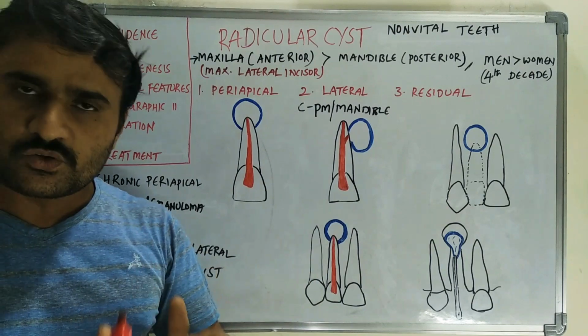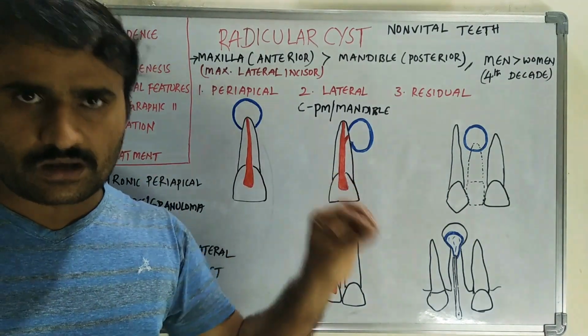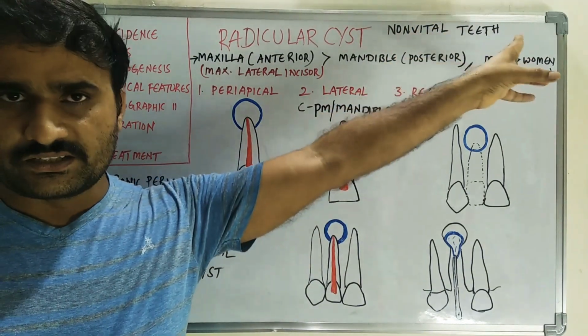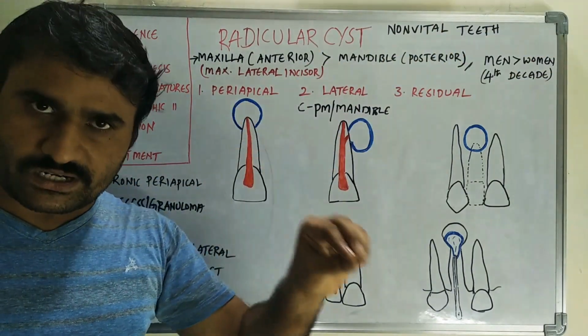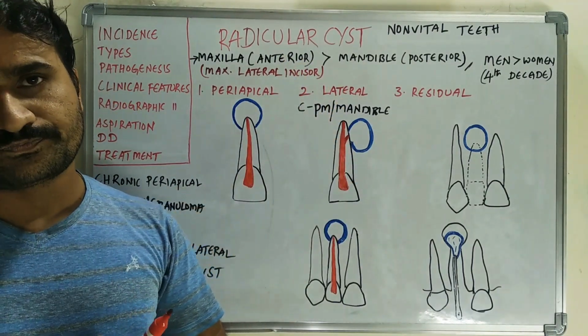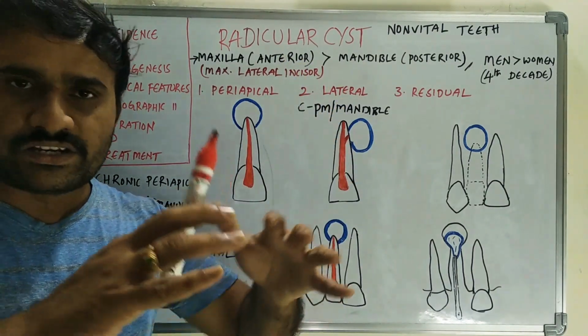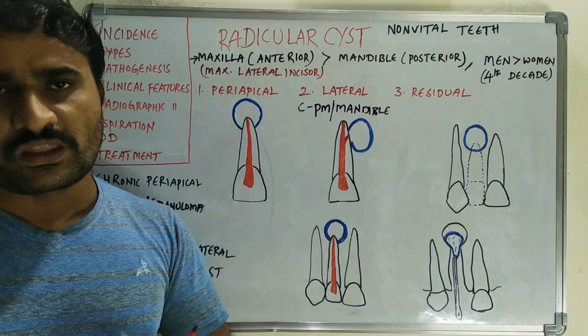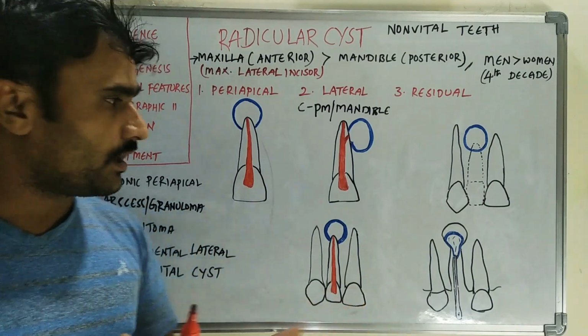Clinical features are also almost the same. We have discussed that already, right? The only difference is non-vital teeth. It is associated with the non-vital teeth. That is the most important point in radicular cyst. And when there is a large amount of bone destruction, you can see tooth mobility also. And the tooth is discolored. You have to write all those things.